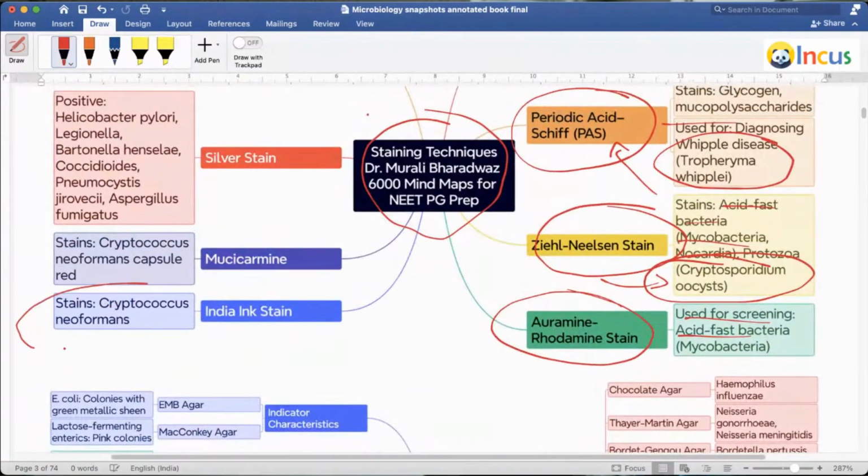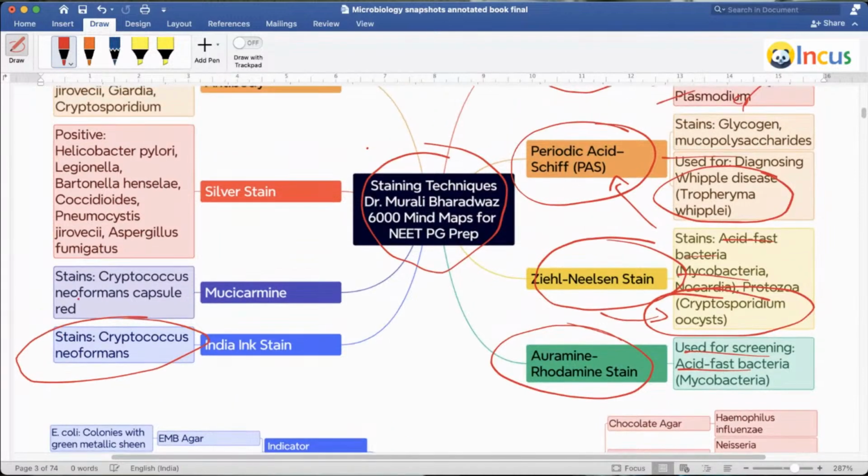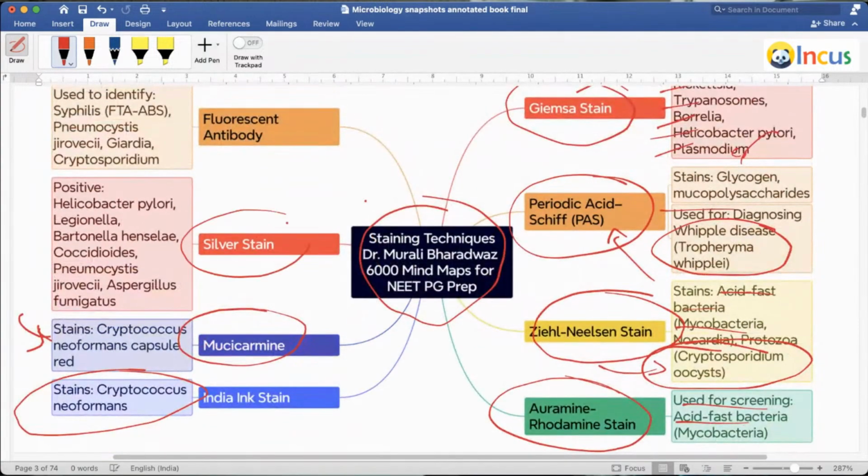Then India ink stain for Cryptococcus neoformans, mucicarmine stain for the Cryptococcus neoformans capsule, silver stain is positive for Helicobacter pylori, Legionella, Bartonella, Coccidioides, Pneumocystis, Aspergillus, silver stain.